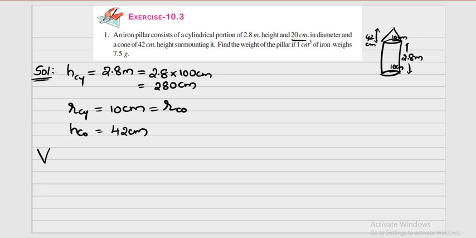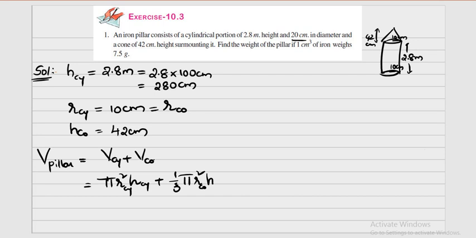Now finally, going for the volume of the pillar. The volume of the pillar is given by the volume of the cylinder plus the volume of the cone. Now what is the volume of the cylinder? The volume of the cylinder is pi r square h. Since these belong to the cylinder, the suffix is cy. Next, for the cone, 1/3 pi r square h. These all belong to the cone, so we'll be writing them with suffix co, right? Now since he did not mention any value for pi, we can directly take it as 22/7.